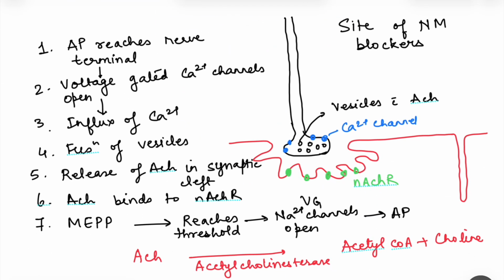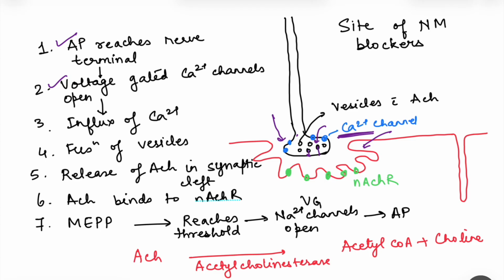Revising our basic physiology, how neuromuscular transmission takes place. Here this is showing the presynaptic terminal. Basically this is a neuron and this is the nerve terminal forming the presynaptic membrane, and this is the postsynaptic membrane which is basically the muscle fiber membrane. Now the action potential reaches the nerve terminal, and when that happens, the voltage gated calcium channels on the nerve terminal open. This leads to influx of calcium, so calcium moves from outside to inside the nerve terminal.